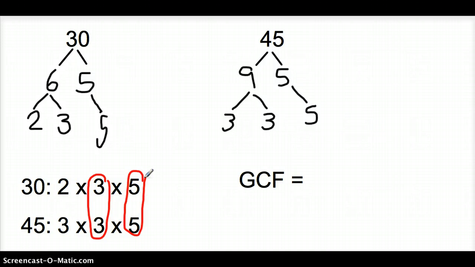Remember, the greatest common factor only invites the couples to the party. So we have a couple of 3s and we have a couple of 5s. So to find the greatest common factor, we multiply 3 times 5. That means that our greatest common factor of 30 and 45 is equal to 15.